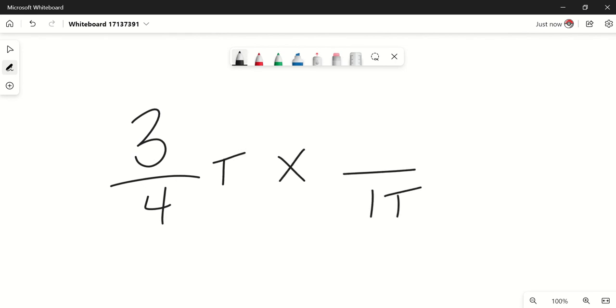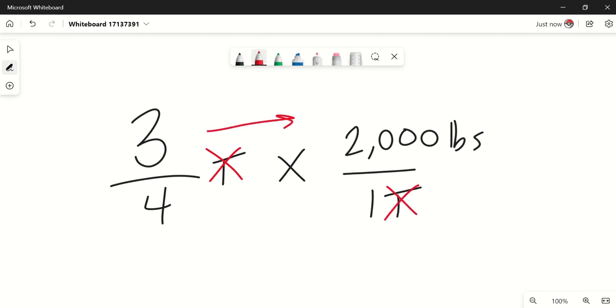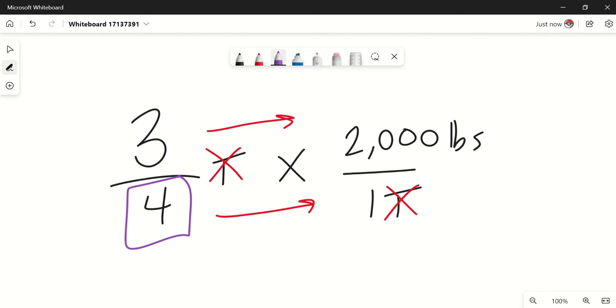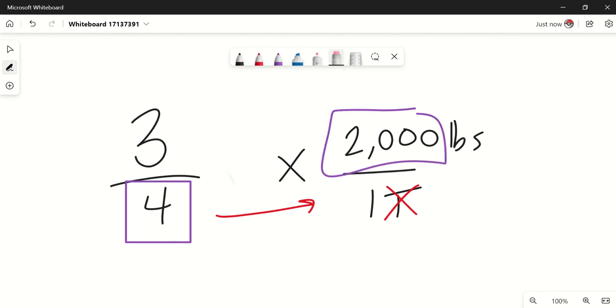1 ton is equal to 2,000 pounds. Now we're going to cross out the tons and we're just going to multiply straight ahead. Now that this is no longer a 1 and this is a game changer, we can actually cross simplify if we would like, where the 4 and the 2,000 have something in common. Now let me go ahead and erase all of this extra stuff here because this is essentially 3/4 times 2,000 over 1. I'm going to go ahead and cross simplify these.